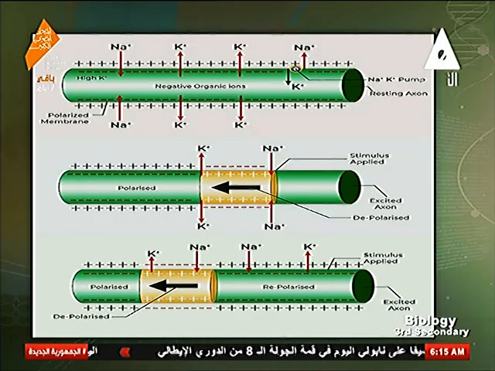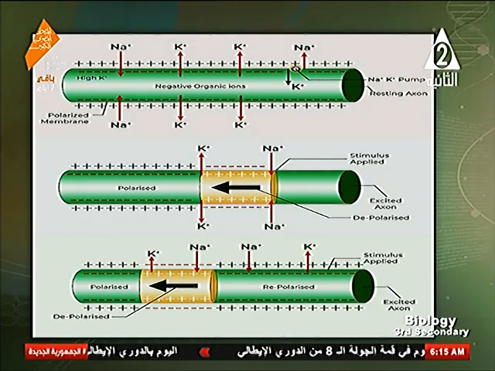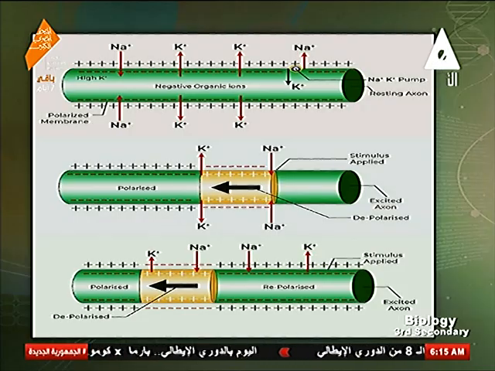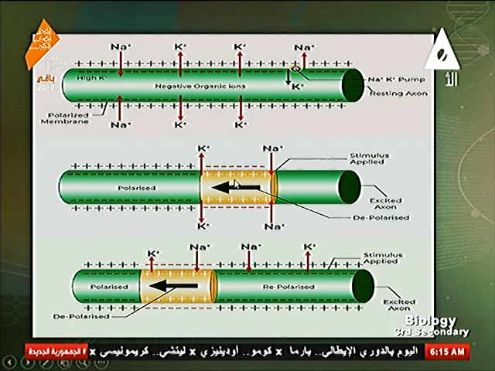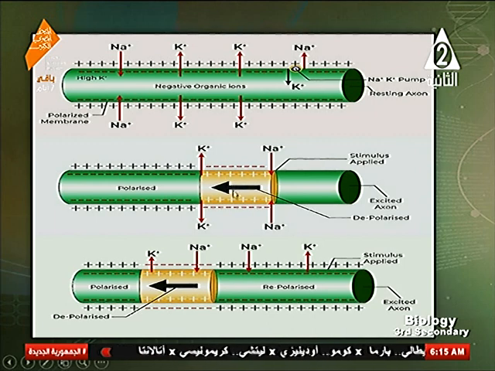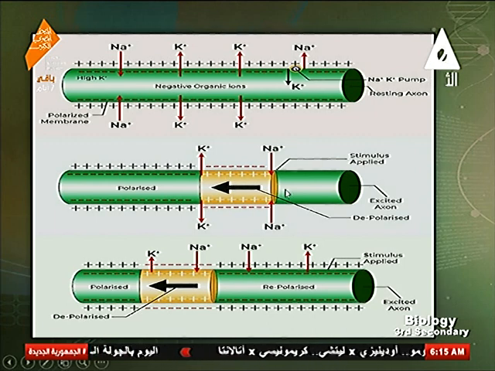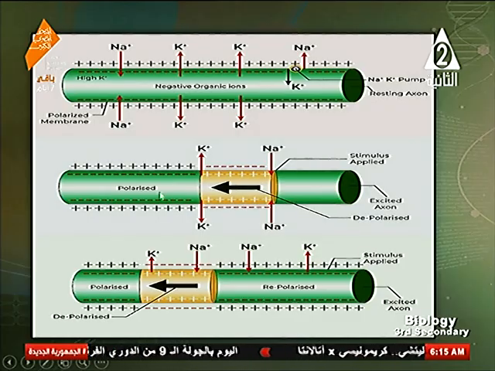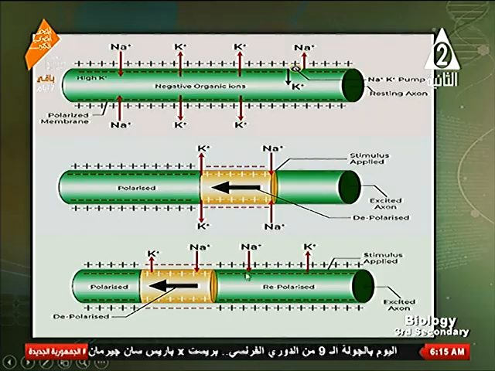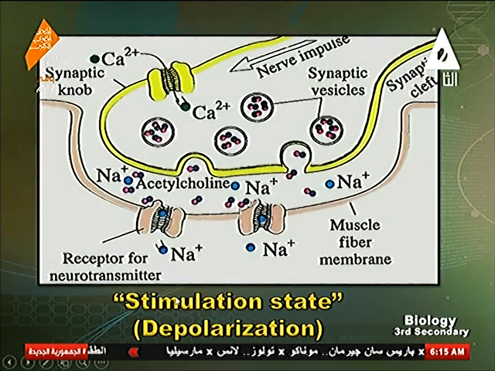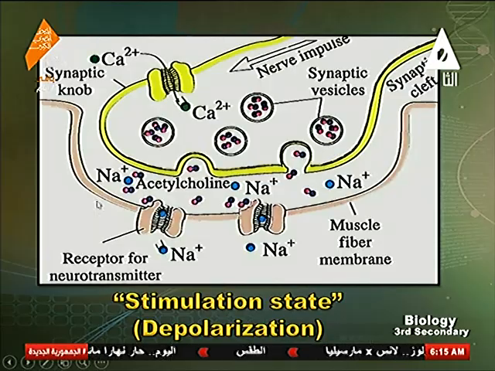The neurotransmitter crosses the synaptic cleft, causing an alternation in the charge. The outer will be negative and the inner will be positive. This depolarization will transmit along the muscle. Okay, this one is repolarized, while the neighboring one is depolarized again. We see here the stimulation state, depolarization. That's what I said now.